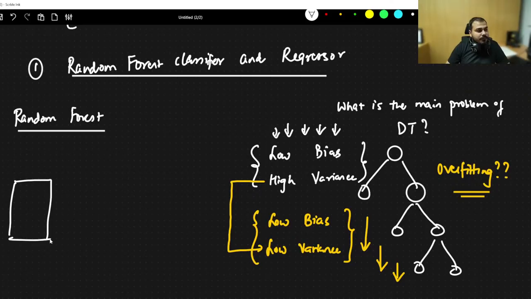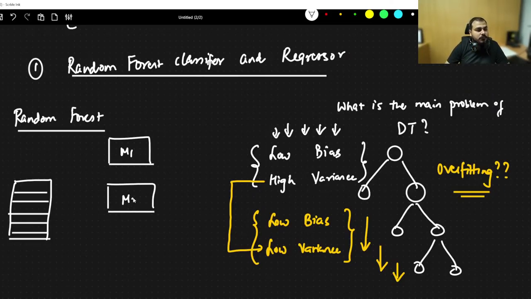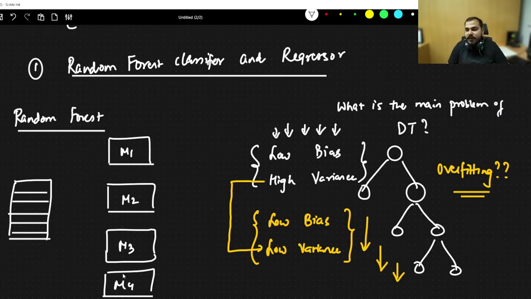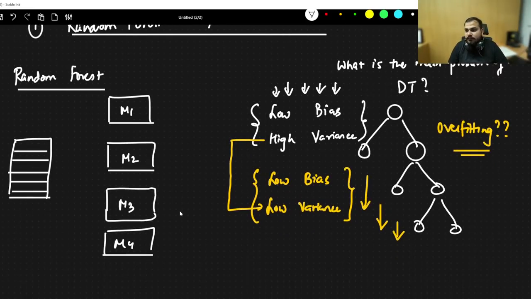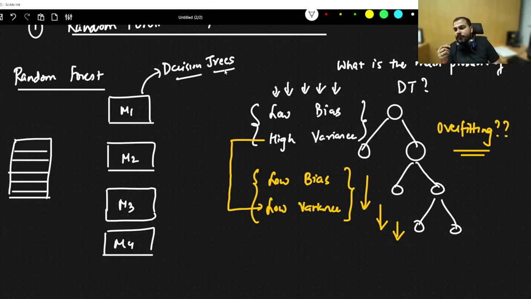Similarly, I have a data set over here. Let's say that I have this data set. And then here, I will be having multiple models like M1, M2, M3, M4. Let's say I have these four models. Like this, we'll have many, many models. Now, with respect to these models, all the models are actually decision trees in random forest.